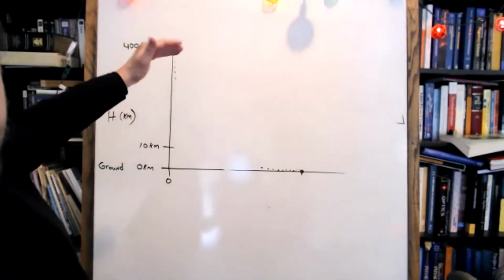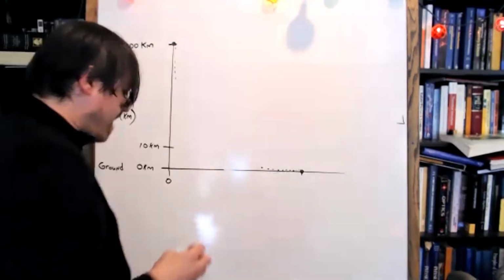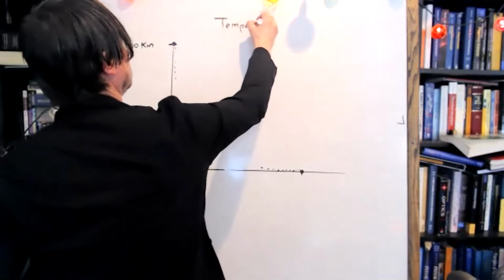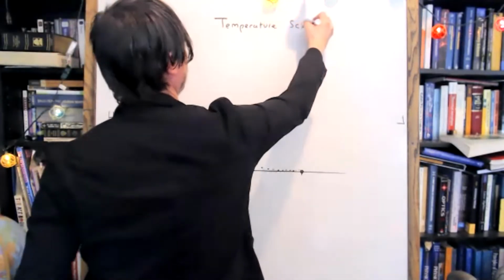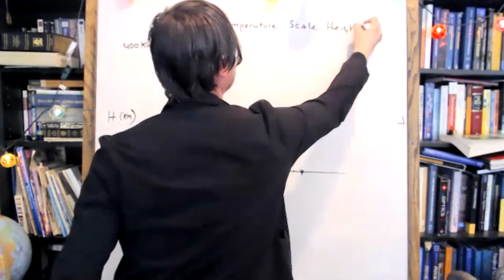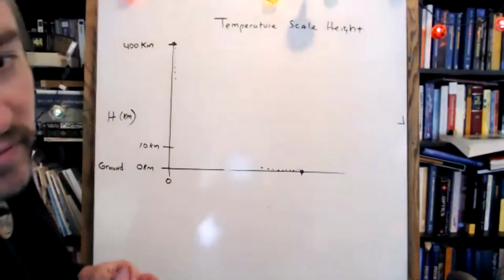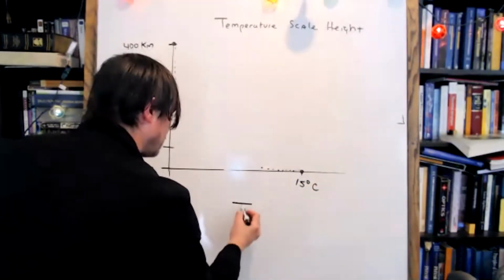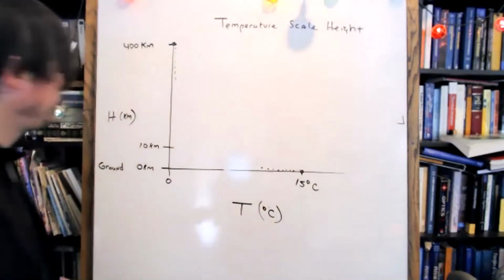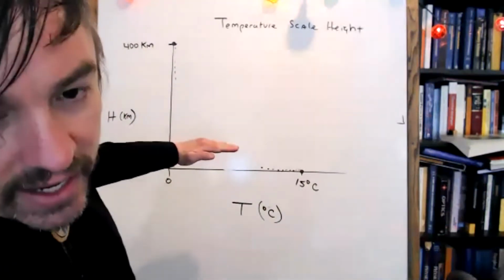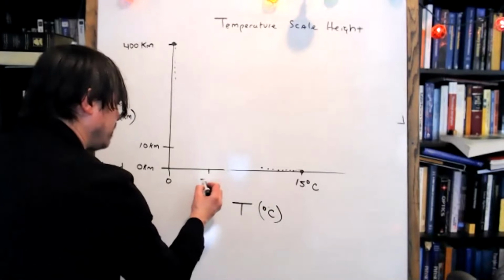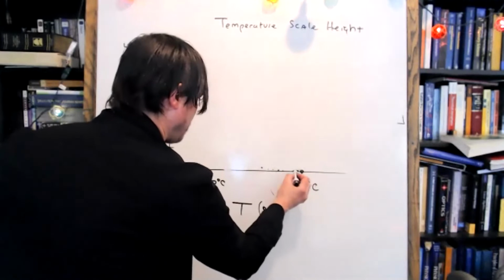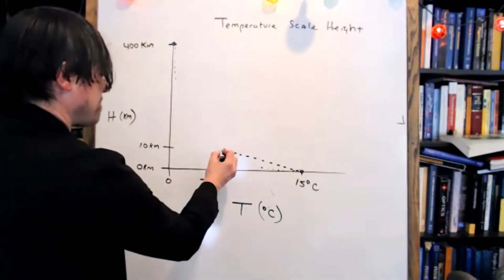Let's reproduce that graph because it's kind of important. This graph, which is the essence of atmospheric science, is known as the temperature scale height diagram. And you kind of have to know about this if you want to know anything about atmospheres. We'll start off at 15 degrees Celsius. We'll try to reproduce it. And up to 10 kilometers, it's going to drop down to about negative 60 degrees Celsius or so. So sure enough, in the troposphere, the temperature drops.